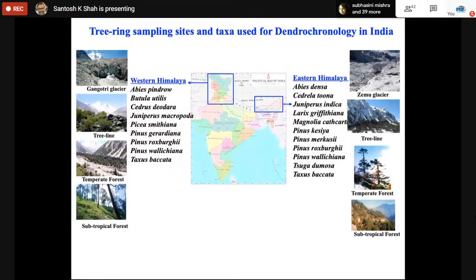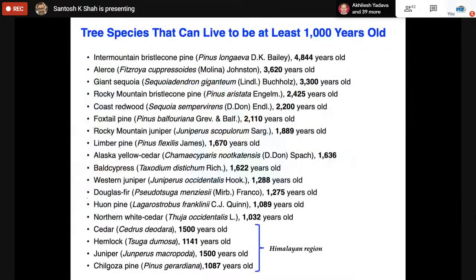For that, we at Birbal Sahni Institute of Palaeosciences, in the dendrochronology division, use various types of conifer and broadleaf taxa from both the western and eastern Himalayan regions. These are the western Himalayan trees, and these are the eastern Himalayan trees. I'm not going into every taxon, but we collect tree ring samples right from the subtropical belt to close to the glacier, that is, the tree line, in both the eastern and western Himalayan regions. These trees sometimes respond to similar climate and sometimes to different.